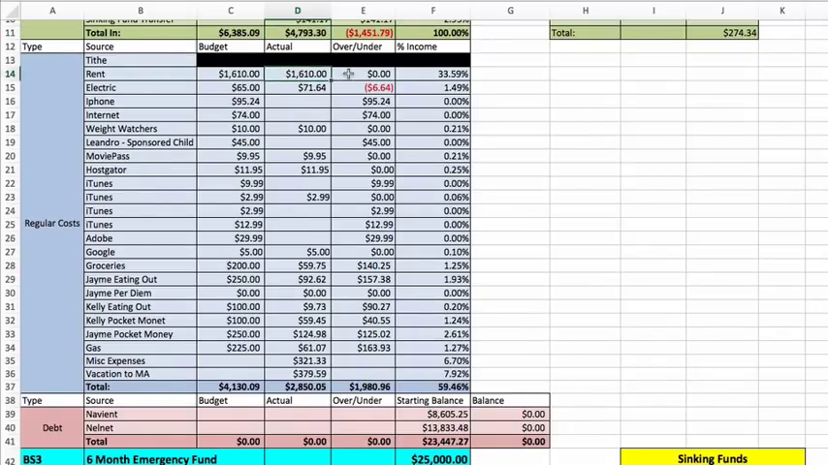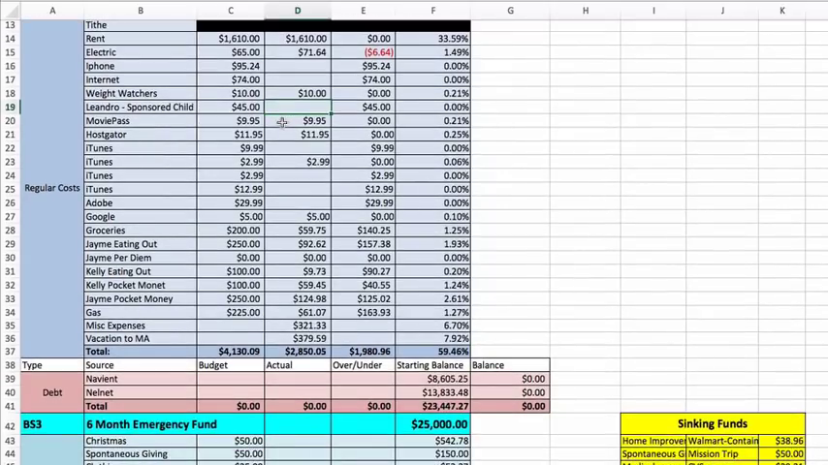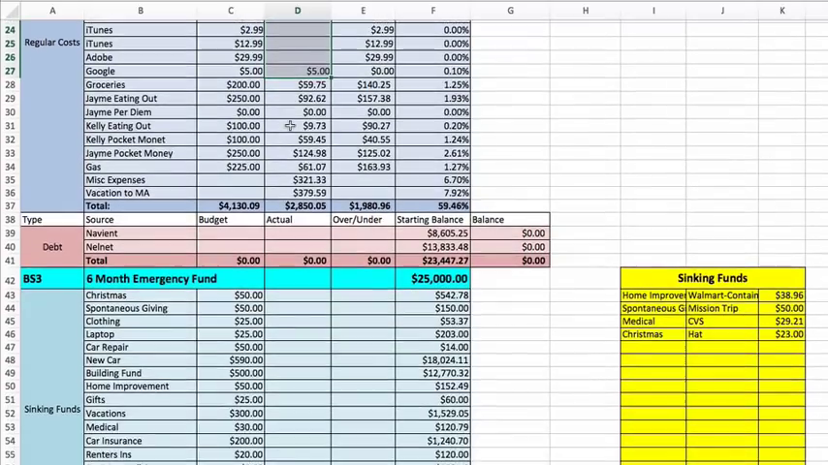All right, tithe is blocked out as always. Rent is the same at $1,610. Electric is $71.64. So we were about $6 over this month, but that is okay. iPhone and internet we haven't paid yet, so those will be coming out in the next couple days. Weight Watchers, $10. My work pays for half of my Weight Watchers, so that's why it's only $10 and not $19.99. Leandro, the boy that we sponsor in El Salvador, his payment hasn't gone through yet. MoviePass, all the way down to Google, these are all Jamie's accounts and subscriptions that he has. So those are all getting paid.